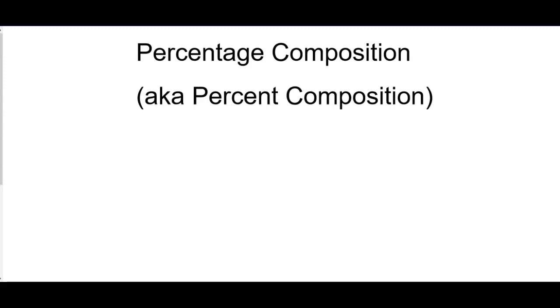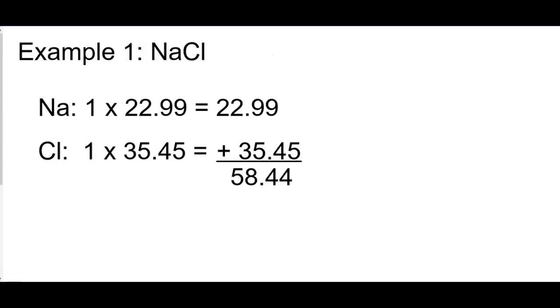Welcome. How to calculate percent composition of a chemical formula. First, you will need to remember how to calculate molar mass. To calculate molar mass, we list the atoms in the formula, how many of each atom, and the periodic table number, also known as the molar mass, multiply across, and sum. This is what we call the overall molar mass.